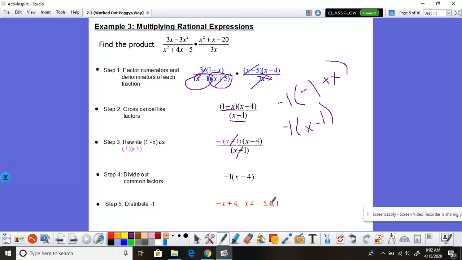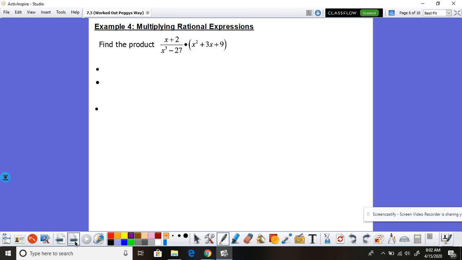So negative 5, 0, and 1 is what my x cannot equal. All right, let's do one more example and then we'll stop and then I'll do a different video for day 2. All right, find the product here.